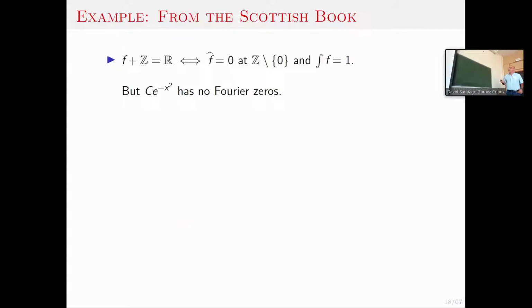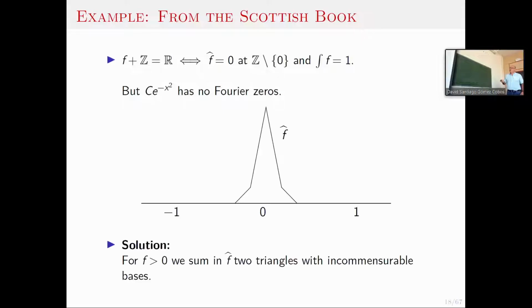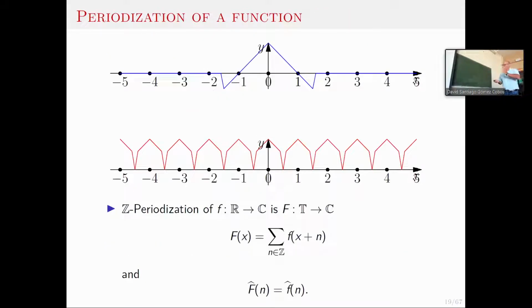So that was the first problem we looked at. And we also actually saw what the solution would be. The solution would be to define f on the Fourier side by adding two triangles with incommensurate bases and narrow enough to be inside -1, 1. That was the solution.